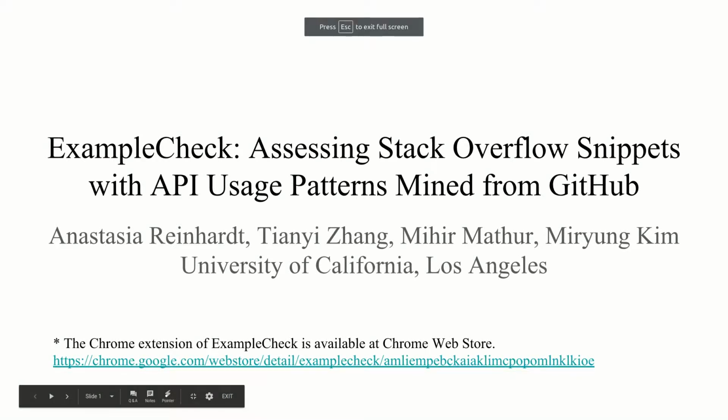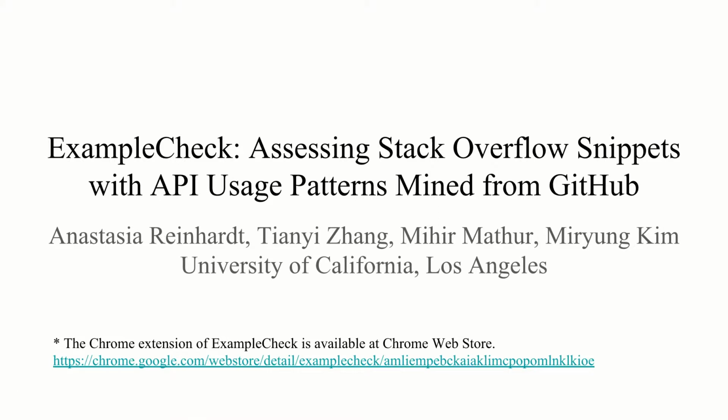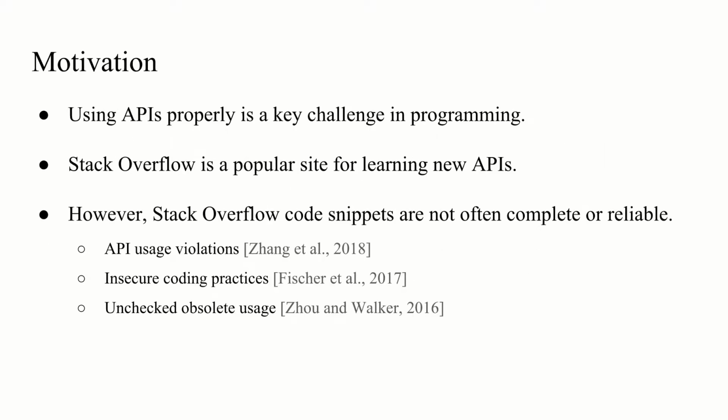This video will demonstrate ExampleCheck, a Chrome extension that assesses Stack Overflow snippets with common API usage patterns mined from GitHub. As library APIs are increasing in number and complexity, using APIs properly is becoming a key challenge in software development.